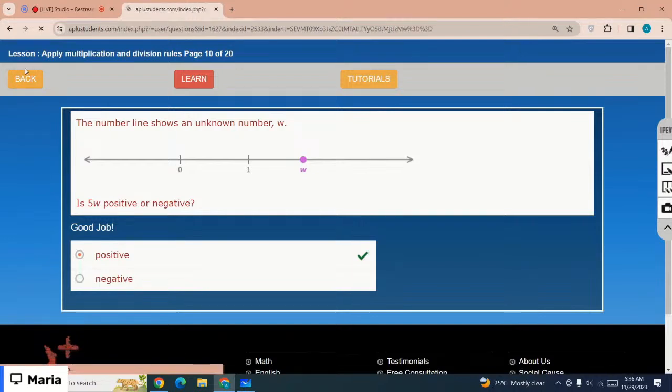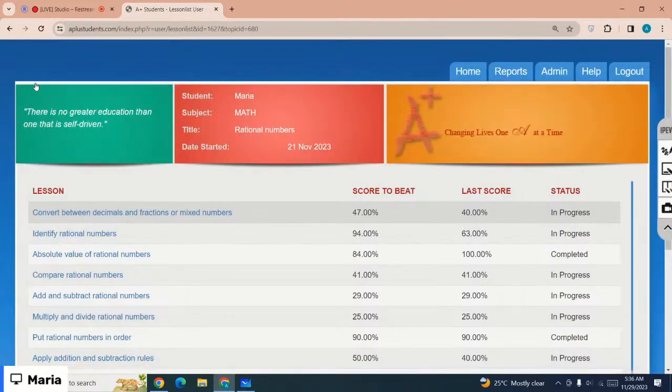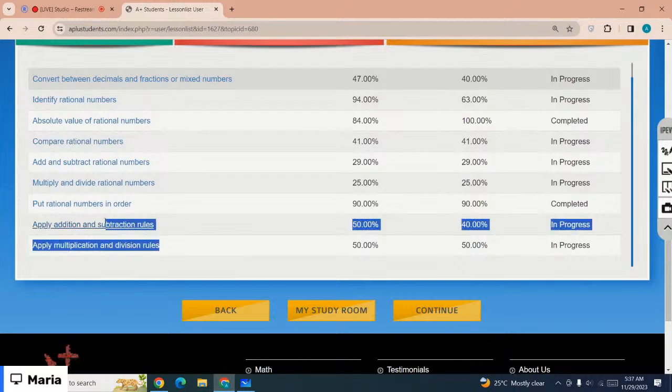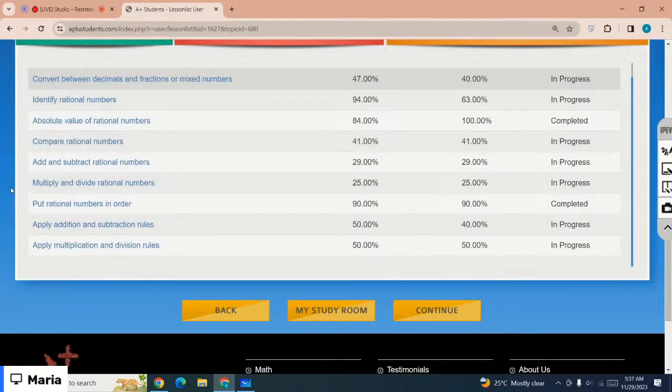Okay, you can complete the lesson by yourself later today. So, we were working on grade 7 math. The chapter we're working on is rational numbers. We still have some time. If you have any question related to the chapter rational numbers, you can ask. The lessons we have covered today are put rational numbers in order, apply addition and subtraction rules, then apply multiplication and division rules, right?